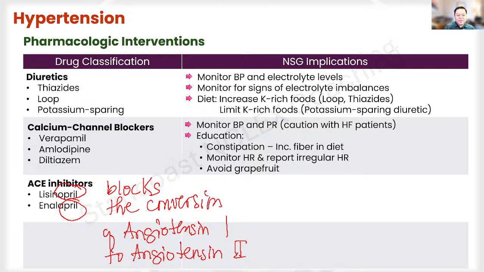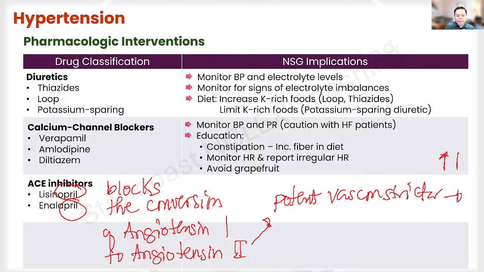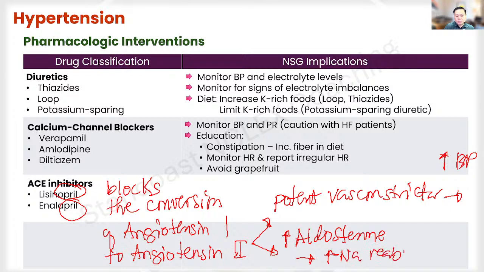Remember, guys, that angiotensin 2 is a potent vasoconstrictor. So when that happens, it can lead to high BP, right? Now, another effect of angiotensin 2 is the secretion of aldosterone by the adrenal cortex. When there is increased aldosterone release, it can lead to what? Sodium reabsorption and also water, right? And so it can lead to increased BP as well.